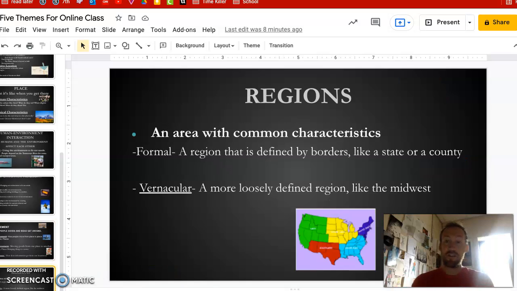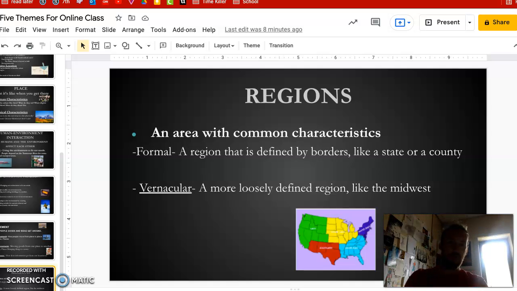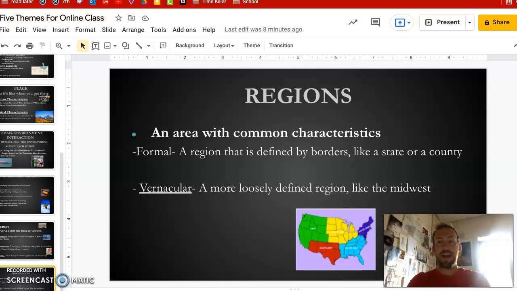Regions are the final of the five themes of geography. And this is areas that have common characteristics. I'm not going to go too much into this one until later, but real quick, there are formal regions. These are places that have actual borders, like the state of Minnesota, or the United States, or Cuba, or Canada. And then the other form is vernacular regions, and these are areas where we don't necessarily have hard borders. So like the Midwest. It's kind of fuzzy where the Midwest ends and a new region begins. So don't worry too much about that one. We'll get into that later.